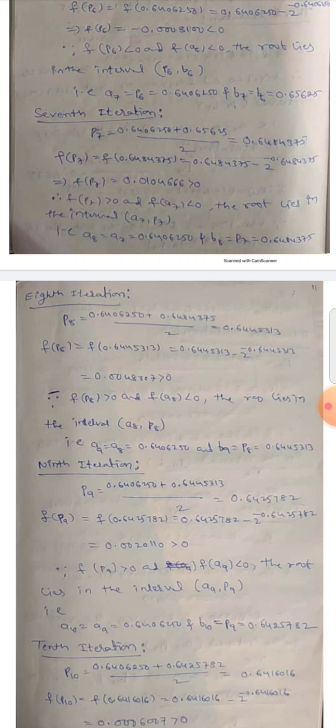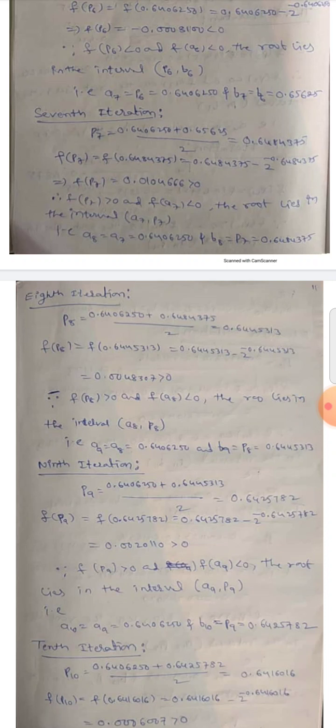That is, a9 is equal to a8 equals 0.640625 and b9 is equal to p8 equals 0.6445313. Ninth iteration, p9 is equal to 0.640625 plus 0.6445313 by 2, equal to 0.642572.